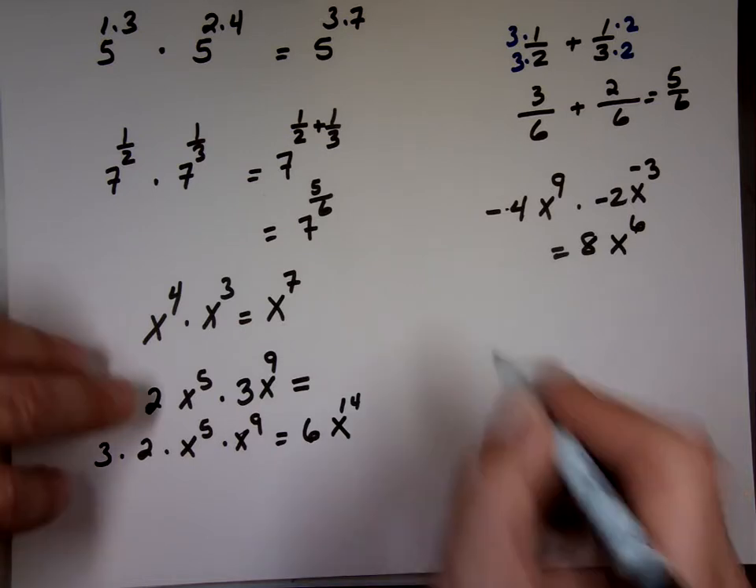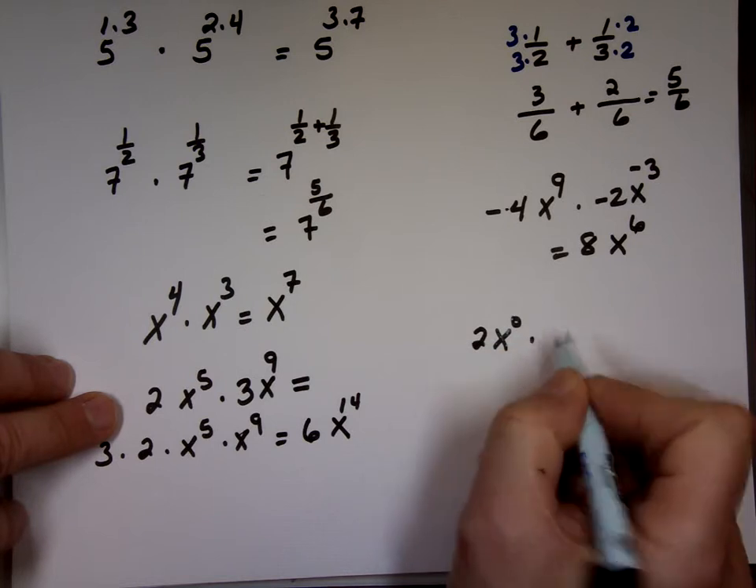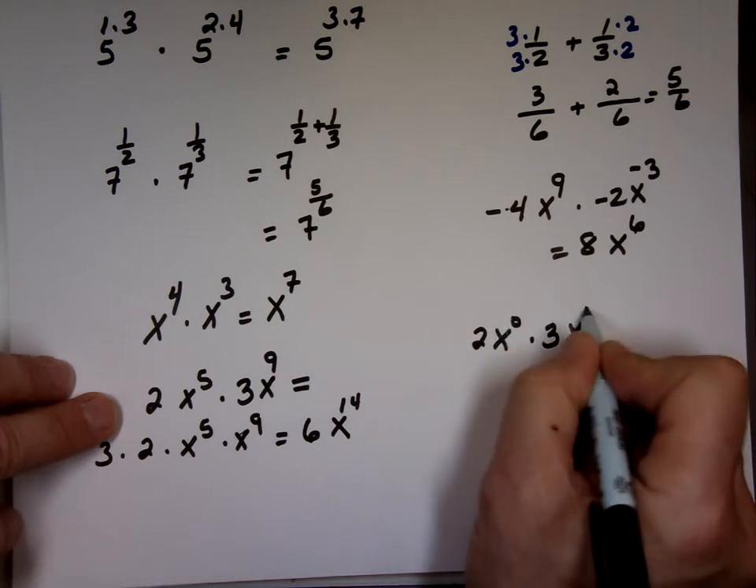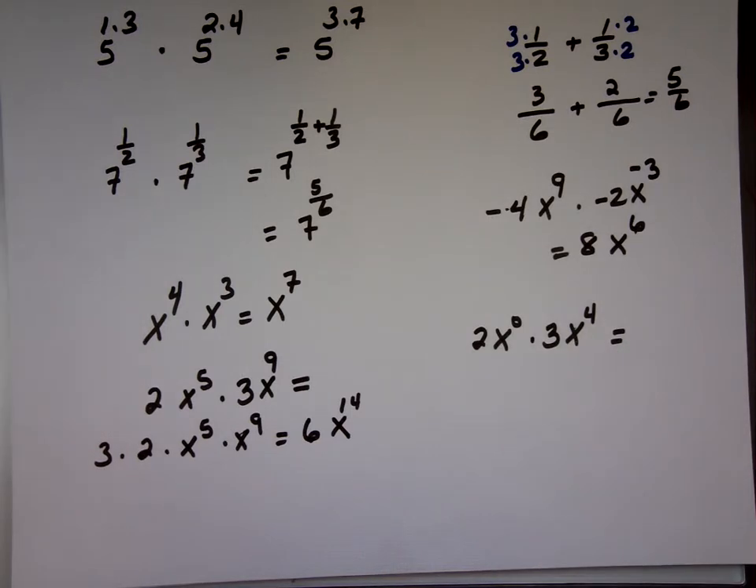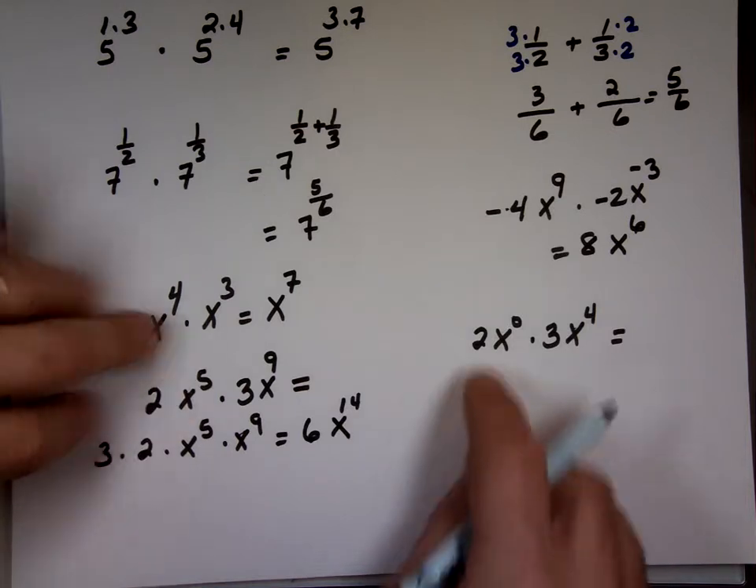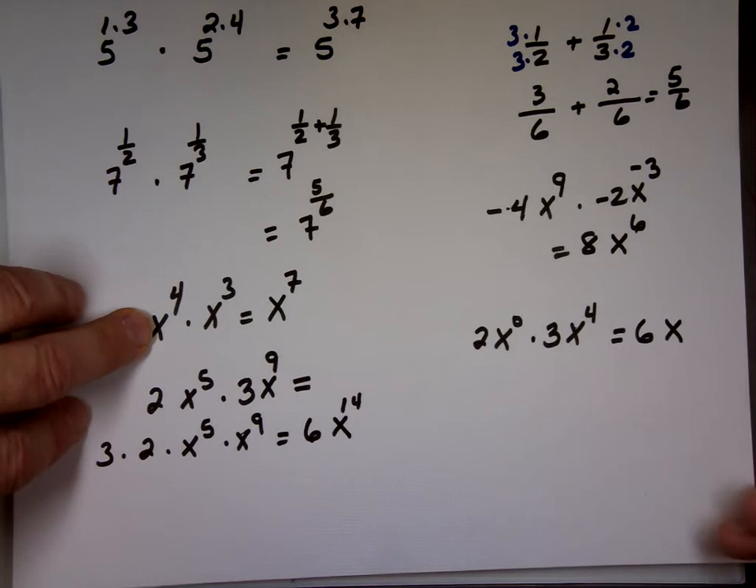Put another twist here. 2x to the 0 times 3x to the fourth. So I put two properties into one. Why 6? Why not 3? Because 2 times 3 is 6. She said 2 times 3, which is 6. And what do you do with the exponents? Add them. What's 0 plus 4?